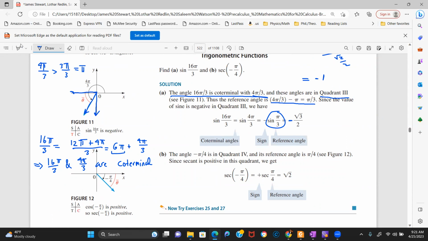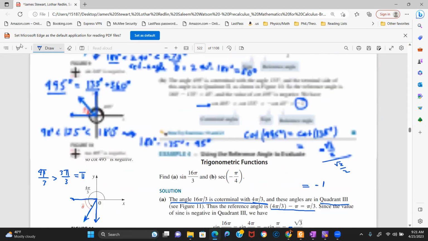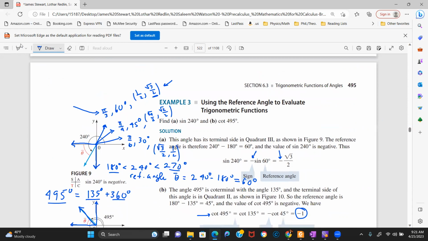So sine of 16 pi over 3 is equal to sine of 4 pi over 3 because, as it says here, these are coterminal angles. And now sine of 4 pi over 3 is going to be equal to negative sine of pi over 3. We need that negative because we're in the third quadrant and the y coordinate is negative. And then sine of pi over 3 is just root 3 over 2, because that's something you've got to memorize. It comes from the unit circle right there.